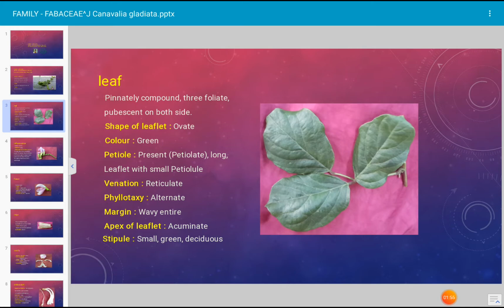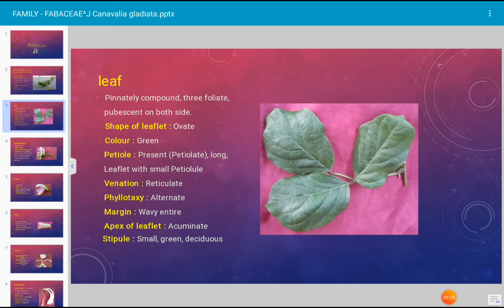Phyllotaxy, arrangement of the leaves. Arrangement of the leaves, or phyllotaxy, is alternate. The leaves are arranged on the stem alternately. Margin of the leaf is wavy entire, as shown in the photograph. And apex of the leaf is acuminate. At the end a small pointed apex is there. It is acuminate apex.